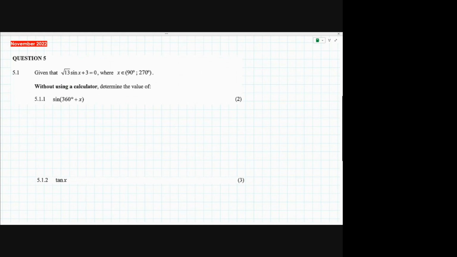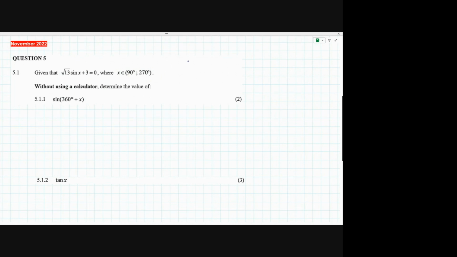This is very much a grade 10, grade 11 level question. And then we increase in complexity from there. So the first question, generally a basic, straightforward 10, 11 level question, and then we go from there. And I'll explain where we go from when we get there. So it says, it is given that root 13 sine x plus 3 is equal to 0, where x is an element of 90 to 270 degrees.